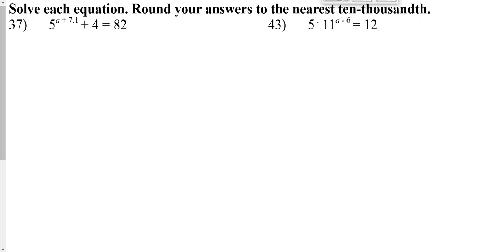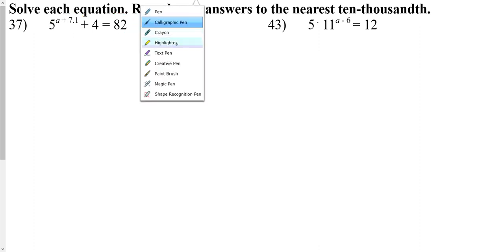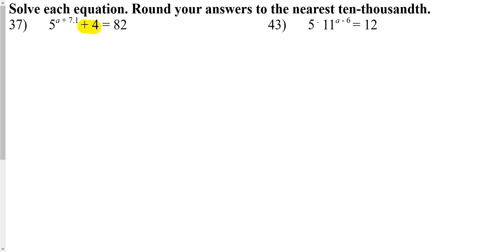Now, our last two problems we did, it was just something to a power equaling a number. We don't have that here because we have this extra plus 4. So in other words, we'd have to undo that to try to get the part with the exponent by itself. So I'm going to subtract a 4 from both sides.